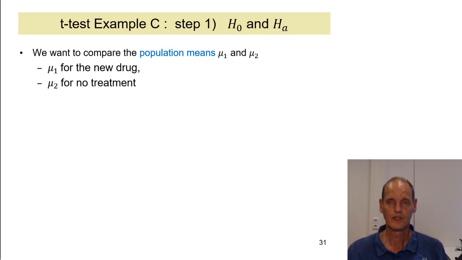The sequence of steps is still the same. If you don't know these steps, it's worthwhile to learn them by heart so that you always know, okay, this is what a test looks like. Okay, step 1, the alternative hypothesis and the null hypothesis. We want to compare the population means mu1 and mu2 for the new drug and the no treatment case.